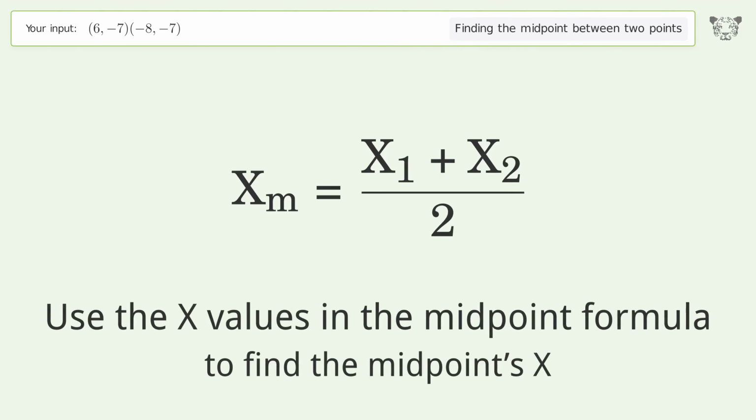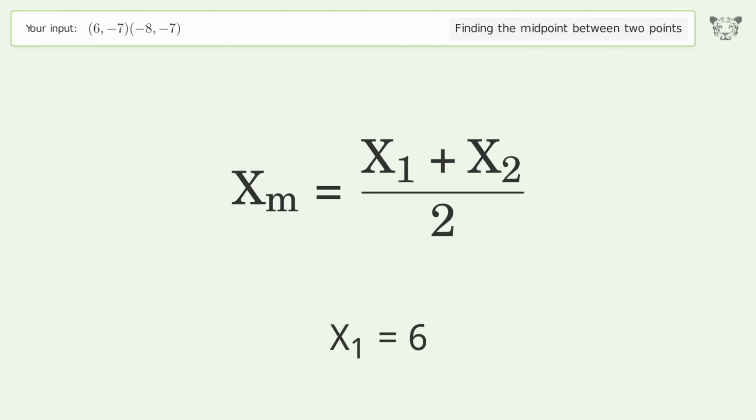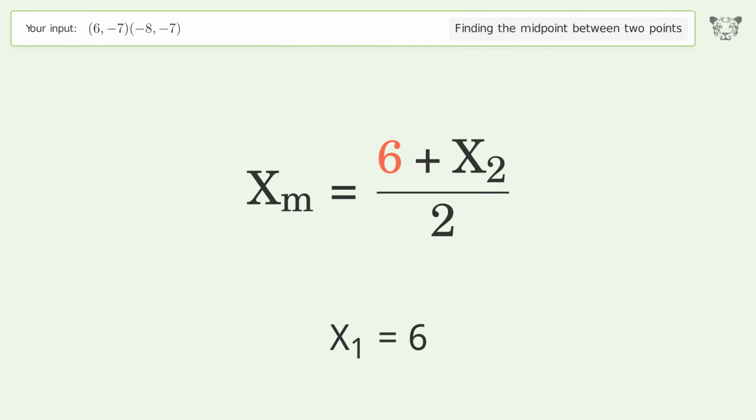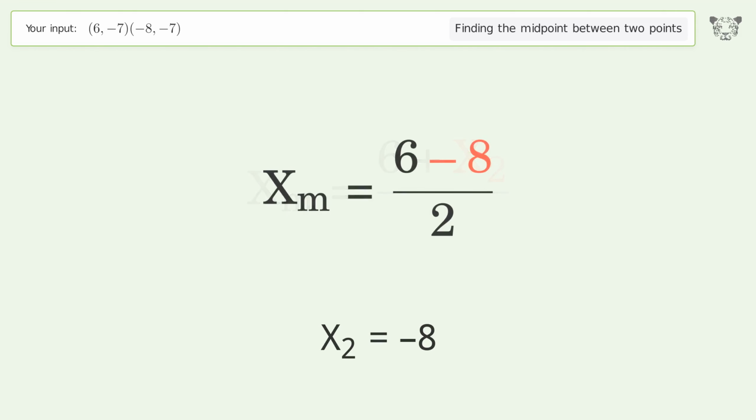Use the x values in the midpoint formula to find the midpoint's x. x1 equals 6. x2 equals -8. Simplify the arithmetic.